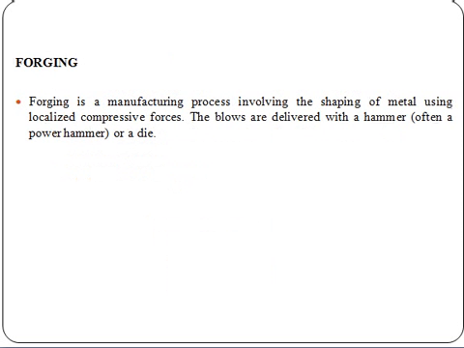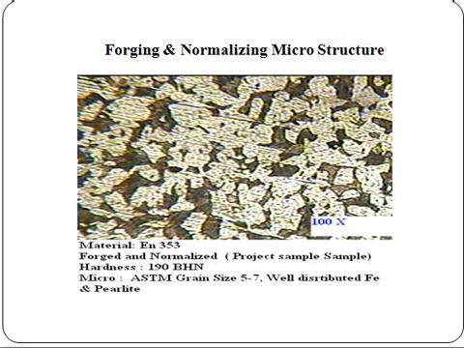The next one is forging. Forging is a manufacturing process involving the shaping of metal using localized compressive forces. The blows are delivered with a hammer. Next is the forging and normalizing microstructure, shown in the figure. Material EN353, forged and normalized, project sample. Hardness 190 BHN, Brinell hardness number. Microstructure grain size 5 to 7, ferrite and pearlite, normalizing.